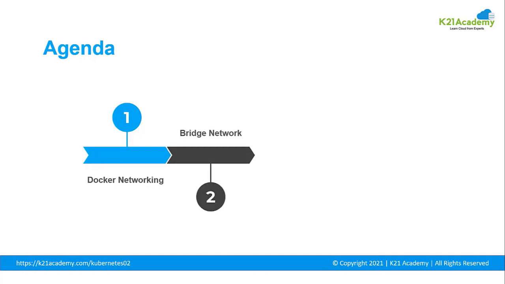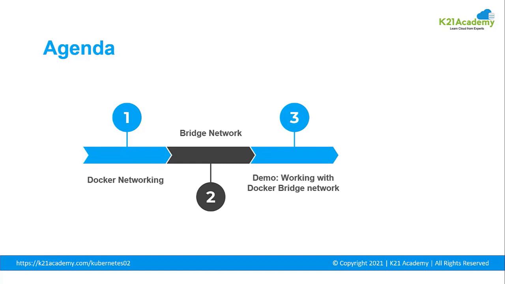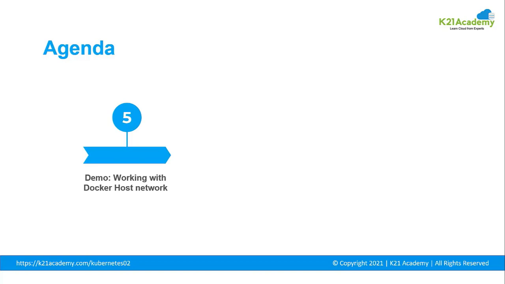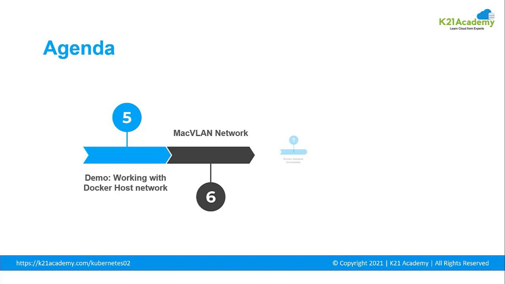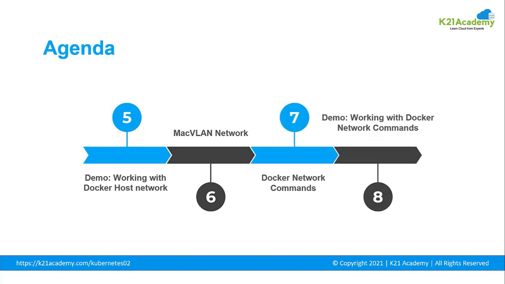Now let us take a quick glance at the agenda. Firstly, we will be introduced to Docker networking and types of Docker network. And then we will learn about bridge network and also we will have a demo on working with Docker bridge network. Post that, we will learn about host network. Also, we will have a demo on working with Docker host network. And then we will learn about MacVLAN network. Post that, we will try to understand Docker network commands. Also, we will be having a demo where we will be working with Docker network commands.